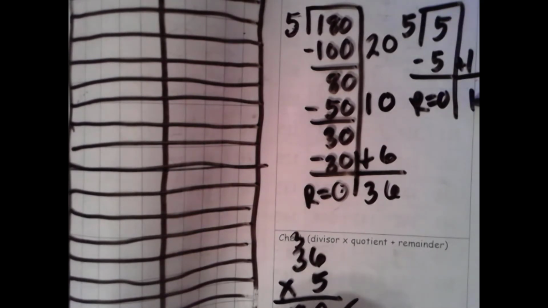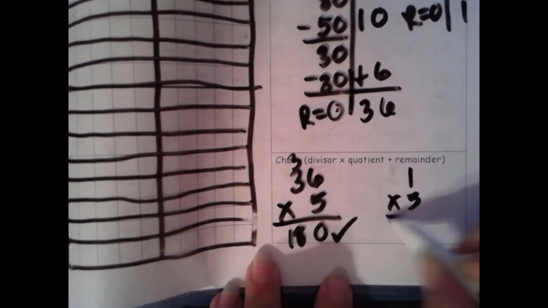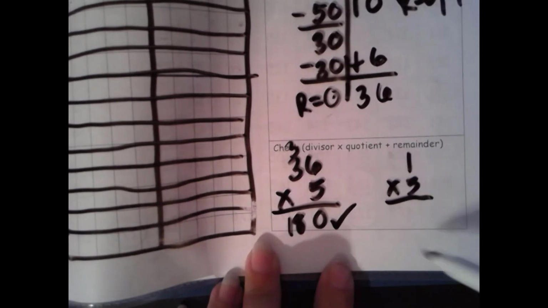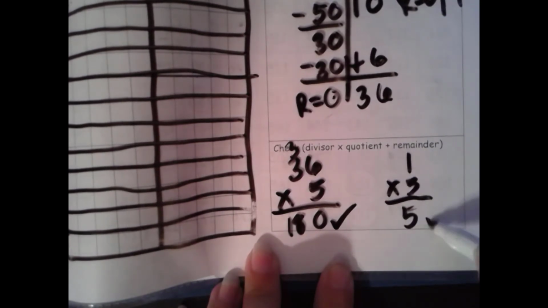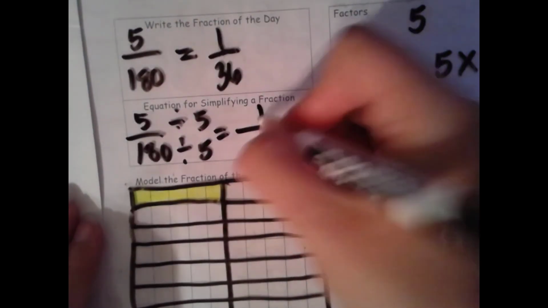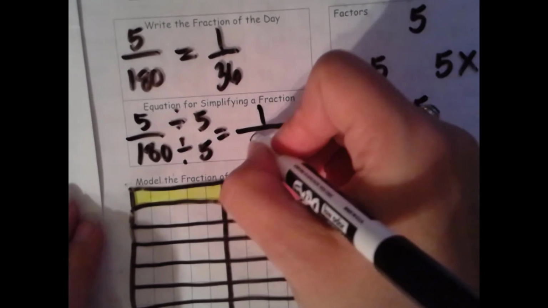We're going to do the same thing here. Divisor times quotient plus remainder. Again, we don't need to add that remainder. 1 times 5, well, this is actually the identity property of multiplication. That says if you multiply by 1, it stays the same. That matches my dividend, so that checks. So my numerator is definitely 1, and my denominator is definitely 36.